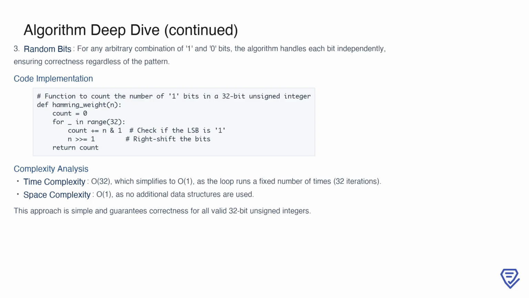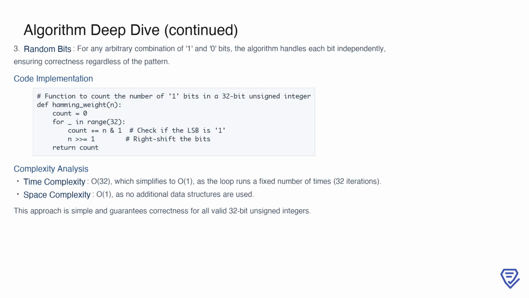Now, let's look at the Python implementation of this method. The function hammingWeight takes the input n and initializes a counter variable, count, to 0. It then uses a for loop that runs 32 times. In each iteration, it checks the least significant bit using n & 1. If the result is 1, the count is incremented. After that, the number is right-shifted using n >>= 1, which prepares it for the next iteration by discarding the least significant bit. Once the loop completes, the function returns the value of count.